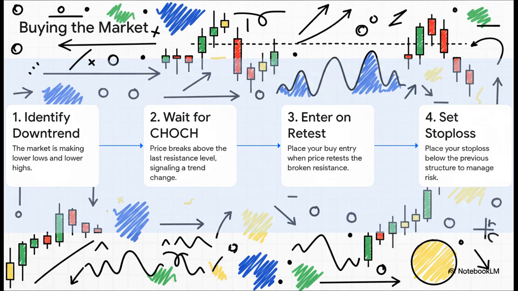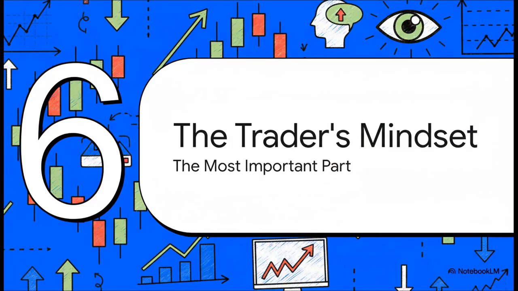We spot a clear downtrend. We wait for that first sign of strength, a break of the last high. That's our CHOCH. Then we wait for the price to pull back to that same level, to retest it from above. That becomes our entry to buy, and we place our protective stop loss just below the recent low. Same rules, different direction.